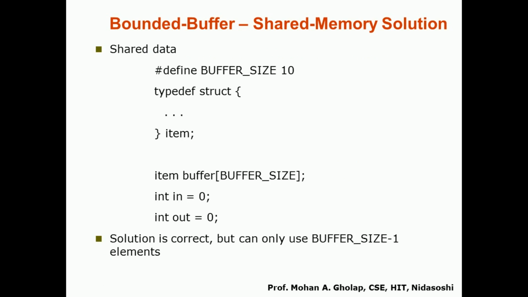So here first, as we know, you should have shared data, which means you should have a buffer which is shared among the processes. So for that we have these data structures. First we define a constant BUFFER_SIZE with a value of 10. After that we create one structure with the name item, and here we add all the data members. It depends on what information you want to store in the item. After that, we create one array buffer of the given size.